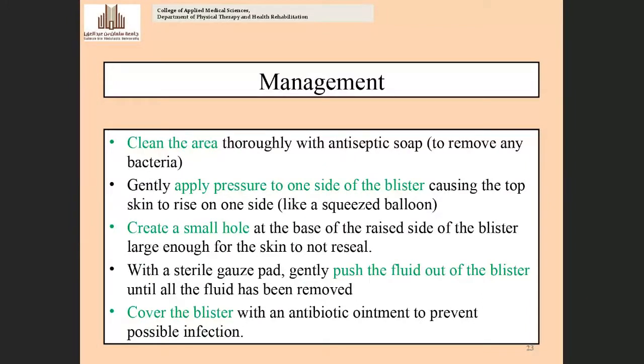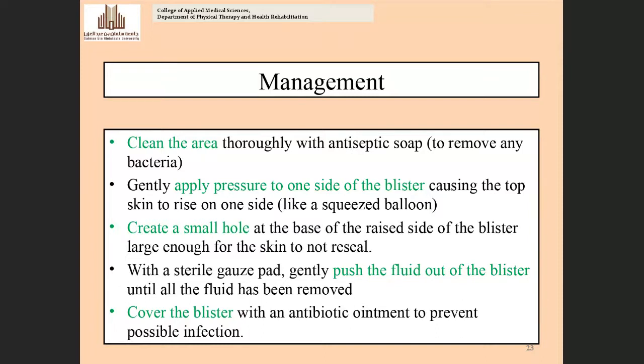See the management. The management is very simple, like wound management. Just clean the area thoroughly with antiseptic soap. Use a good antiseptic soap and clean the area, and gently apply pressure to one side of the blister. The blister is covered with soft tissue, so create a small hole at the base on one side and remove the fluid.